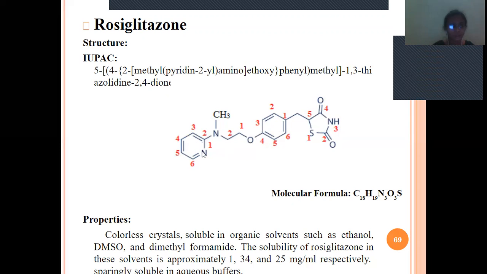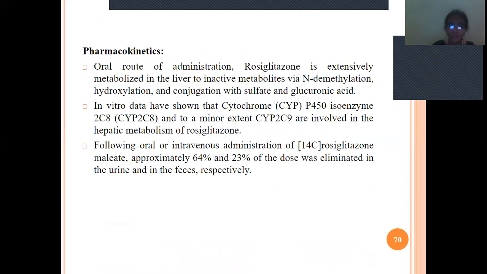And properties: it is colorless, crystalline in nature, soluble in organic solvents and insoluble in water. Organic solvents like ethanol, dimethylformamide, and DMSO. And pharmacokinetics: it is the oral route of administration, and it is metabolized in the liver to inactive metabolites, by N-demethylation, hydroxylation, and conjugation with sulfate and glucuronic acid.